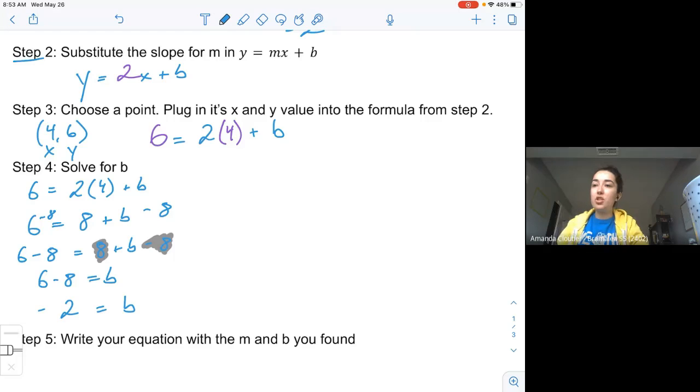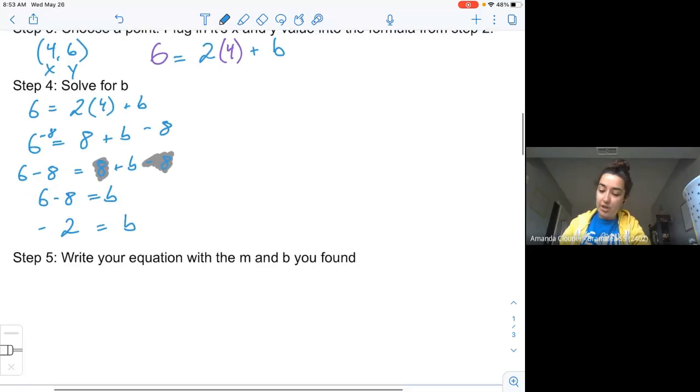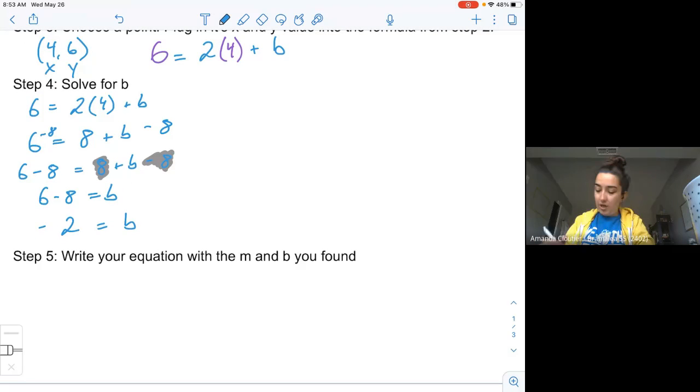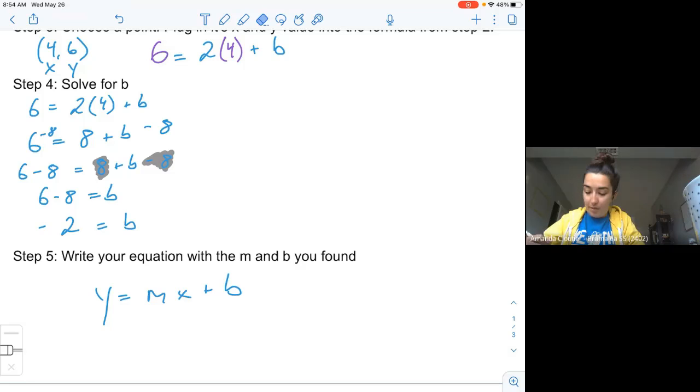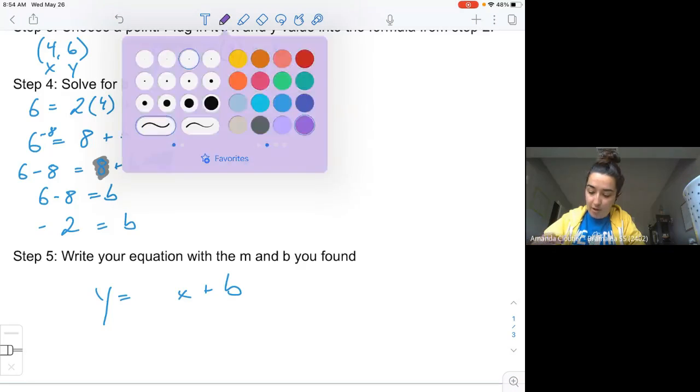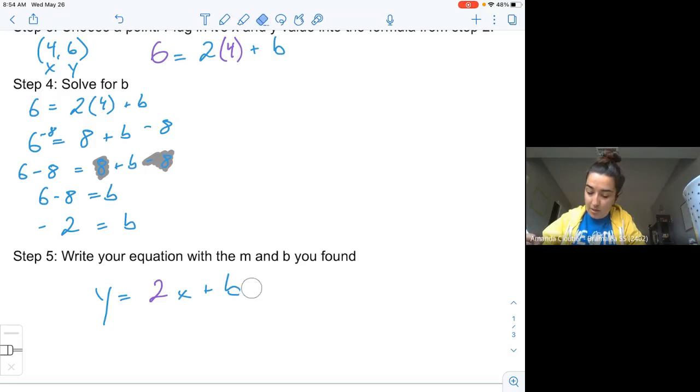And now we have everything that we need to know, right? In an equation, you write an equation as y equals mx plus b. However, we know our m and we know our b. So our m that we got from up above was 2, and our b that we just found is -2. So I'm going to write y is equal to 2x minus 2. Y is 2x minus 2. And that is the equation of our line between those 2 points.